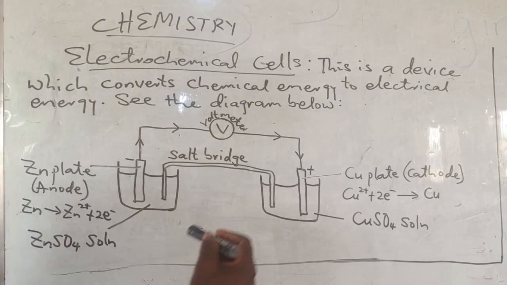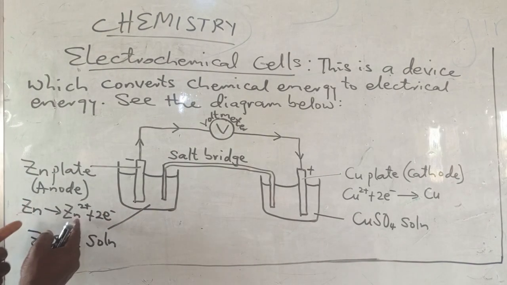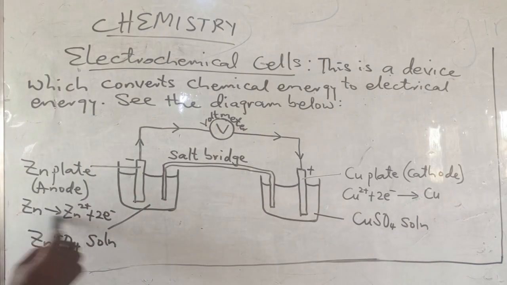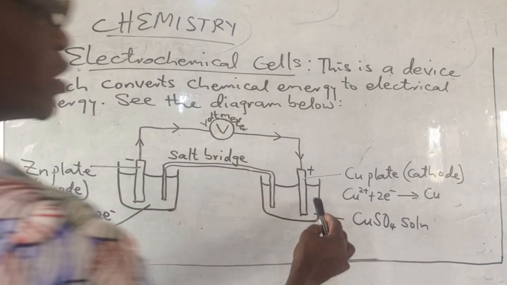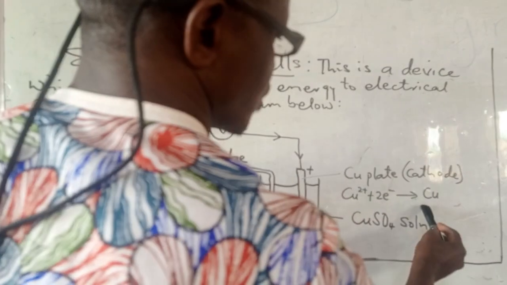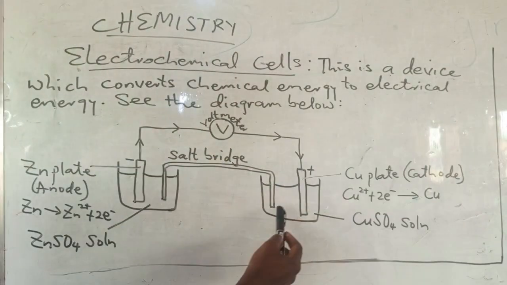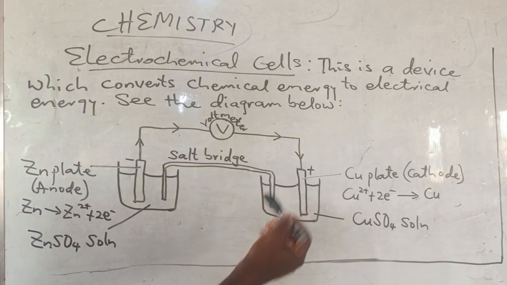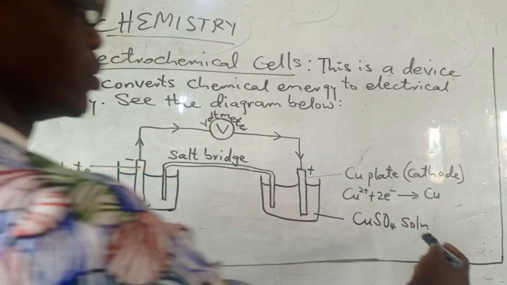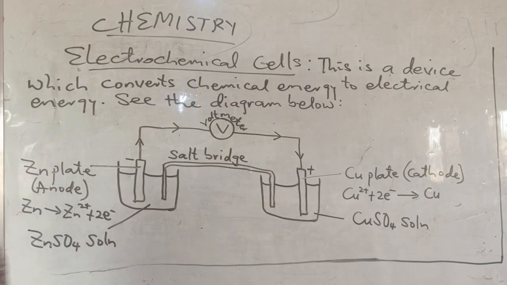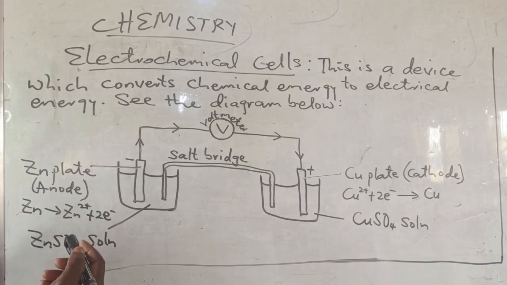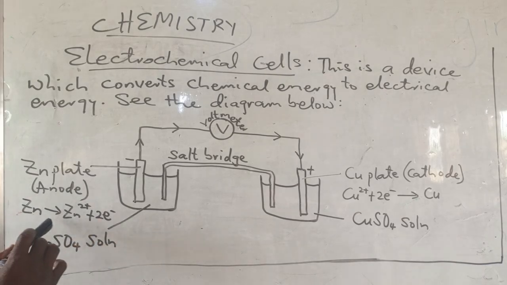Now, when that is done, this is what happens at the anode. Half cell equation, they will ask you to write, and this is what happens at the cathode. This is half cell equation. They will ask you to also write. Remember, this is oxidation and this is reduction.